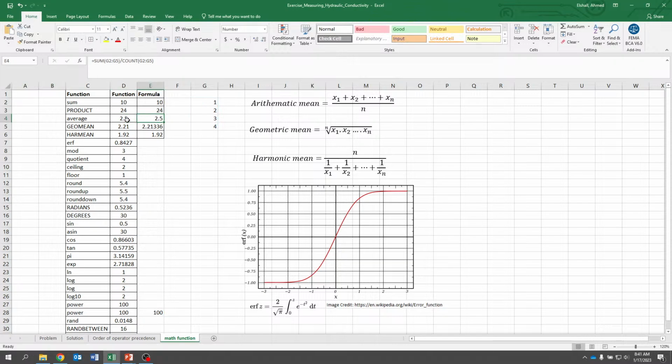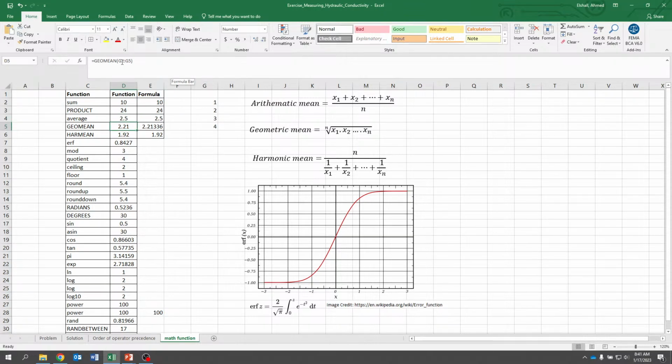Similarly, average, I could write a formula for an average. Basically the formula for an average would be the sum of these divided by the number of these. So the formula will be sum. Again, I'm using a function inside my formula, and then the count of these. Okay, then I get this, or I can just use the average function.